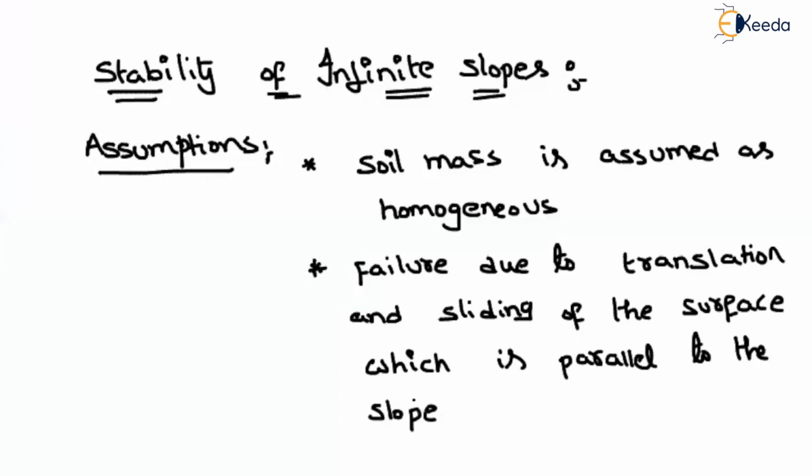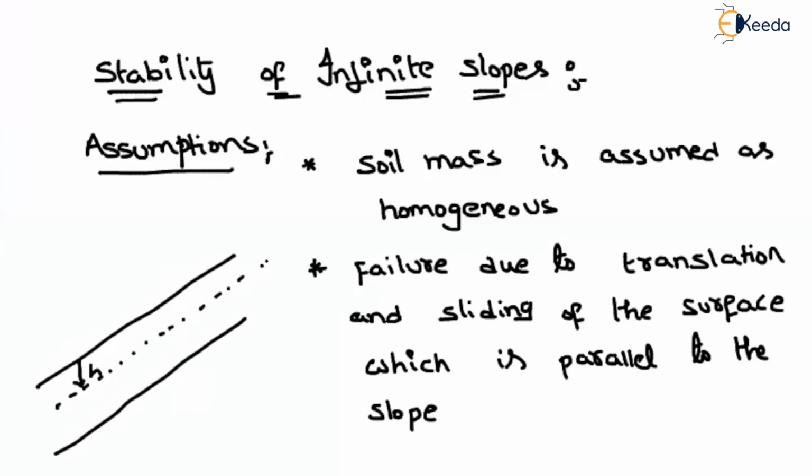That means if you are considering some infinite slope, what we have discussed is that at some particular depth, along the layer, along the slope, uniform conditions will exist, but in reality it may not happen. So to avoid that complexity, we will assume that the soil mass is homogeneous, and we will assume that the failure will be because of the translation.